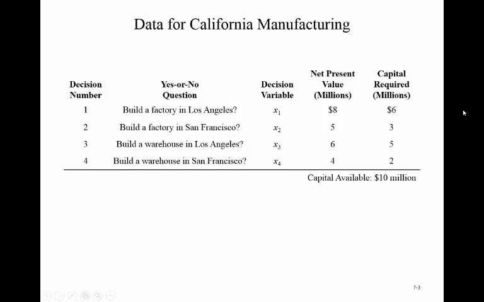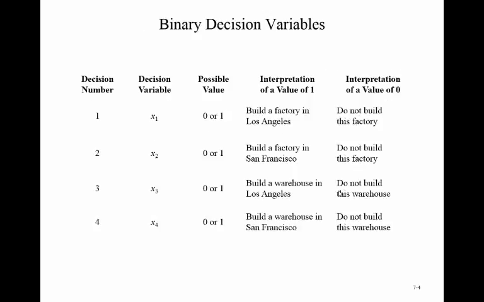So what's also given as data associated with each of those decisions is the amount of capital required if you move forward with that particular capital investment, and also what the net present value of the project would be in terms of savings and so forth. So again, we're setting up these decisions, declaring them as 0 or 1 variables, and in each case the 1 represents actually building the particular factory or warehouse, and 0 represents not doing that.